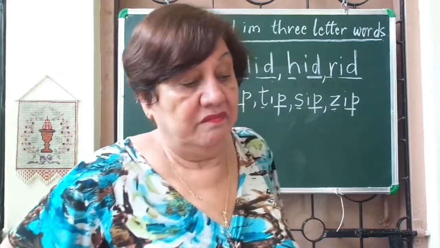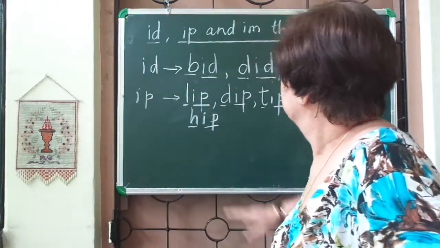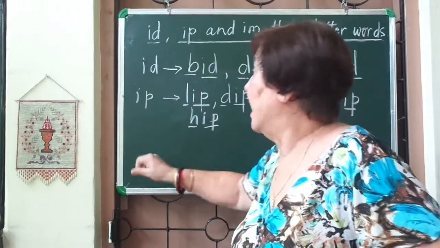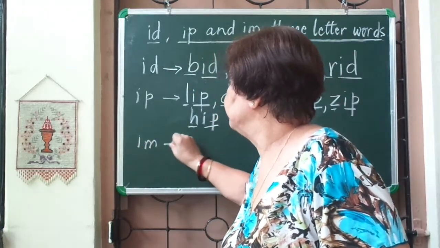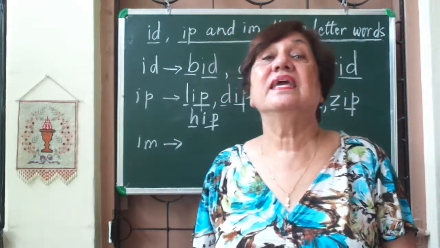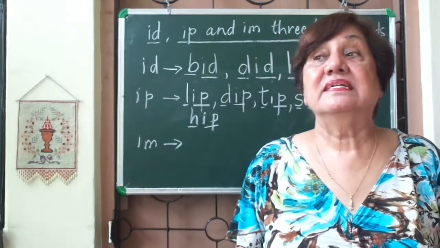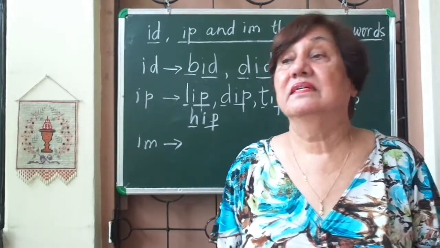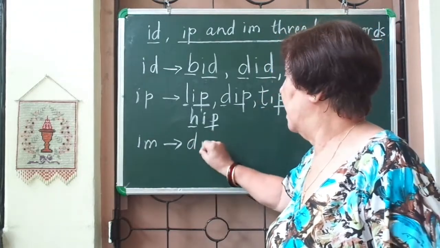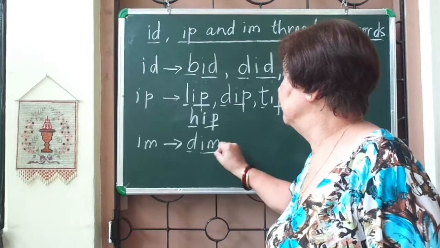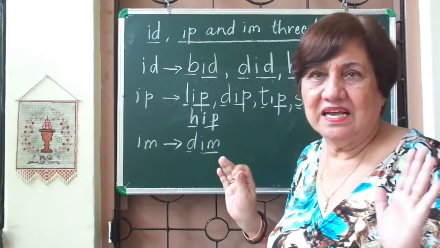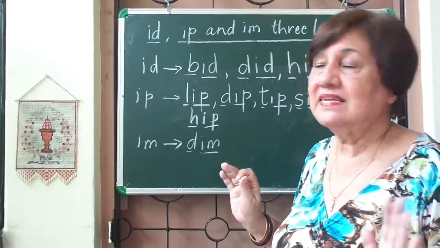Okay? Now, we will also learn, we finished with ID words, we finished with IP, now with IM. What is IM? IM is im. Alright. Now, dim. D says d and im. Dim. When something is not very clear, we say it's very dim. That is dim. Alright?